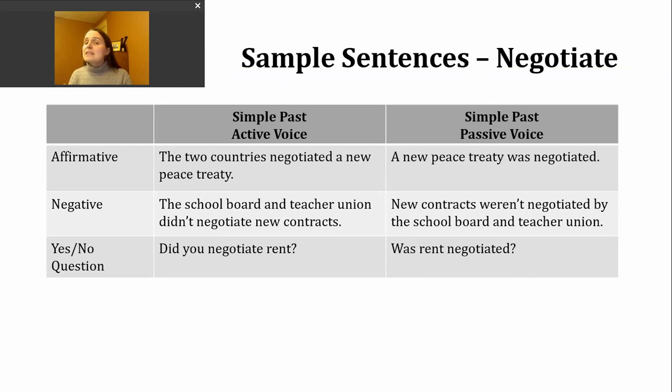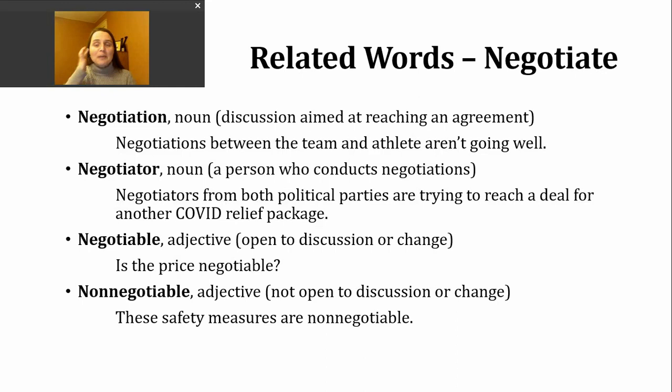Now, if you want to make a yes or no question in the passive voice, again, we'll start with was or were, and then we have that object, the thing that received the action, followed by the participle form of the verb. Was rent negotiated? Okay? Now, I think we're ready to look at some words that are related to our verb negotiate.